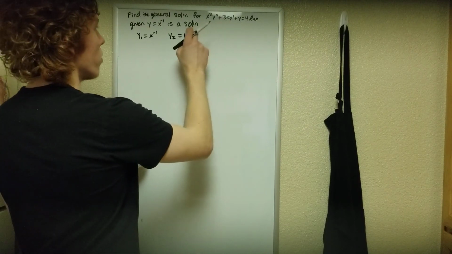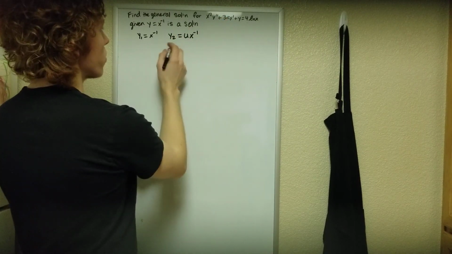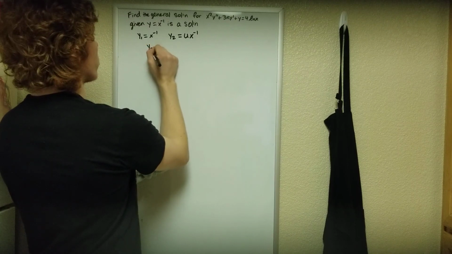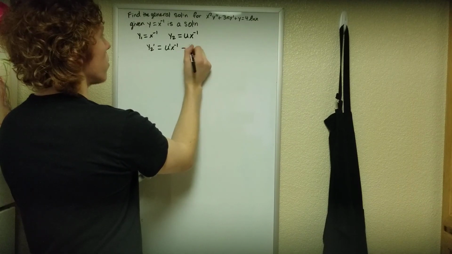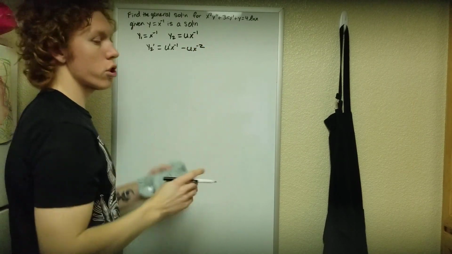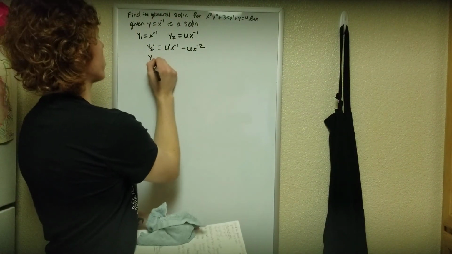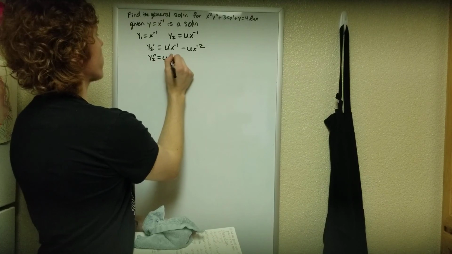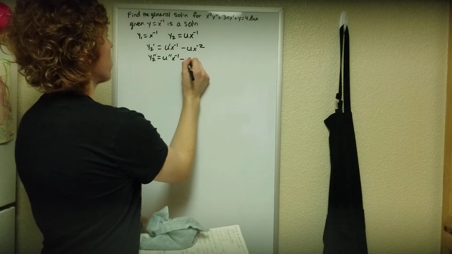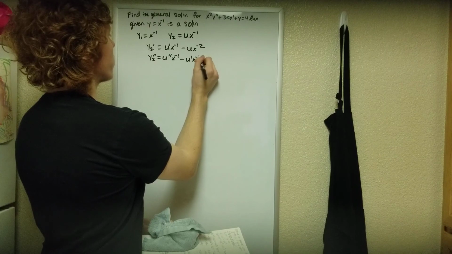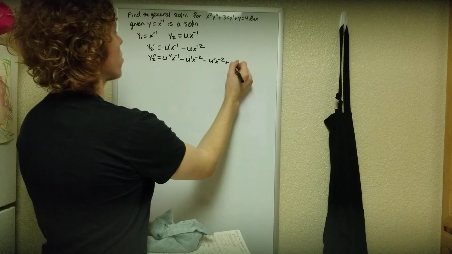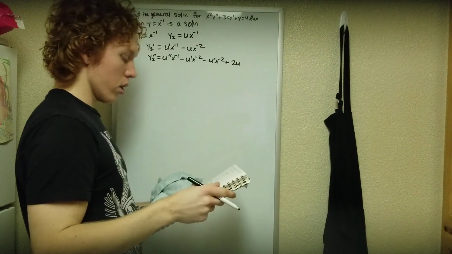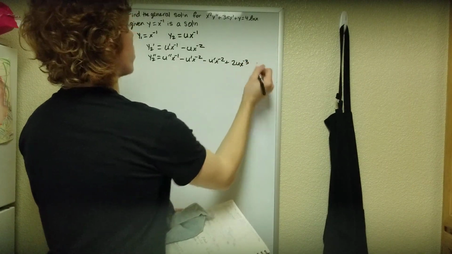Now, in order to figure out what y2 is with the differential equation, we need to take two derivatives of y2. And y2 prime is u prime x to the negative 1 minus u x to the negative 2. And then the second derivative of y2 ends up being u double prime x to the negative 1 minus u prime x to the negative 2 minus u prime x to the negative 2 plus 2u x to the negative 3.